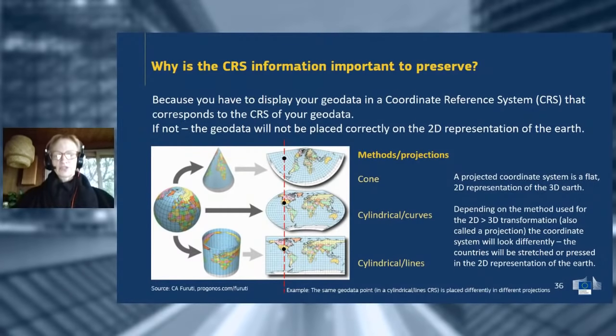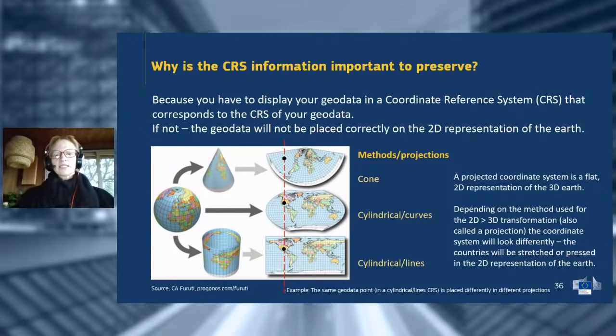So what I try to illustrate here is that if you take a coordinate, a geodata point that you measured on the Earth, and your geodata is actually in the cylindrical line projection, that's how you measured your geodata, it will be placed differently on the three different projections here. In the bottom, in the cylindrical lines, you see that the black dot, the point, the geodata, is in the middle of Central America somewhere.